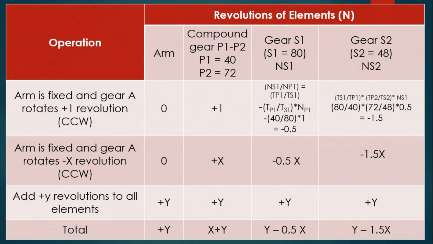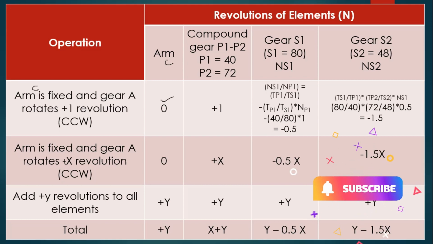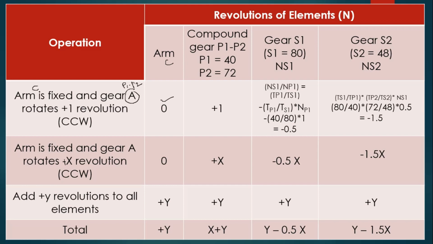Then draw the tabulation. As usual, arm C is fixed, and the gear A rotates +1 revolution in the anti-clockwise direction. That's why, since arm C is fixed, we put 0 for this case. And for the compound gear, I mean gear P1, P2, whichever it may be, take P1, P2 for this. We assume this is +1 revolution anti-clockwise or counterclockwise direction, that's why here +1. Then for gear S1, we have to form the equation.